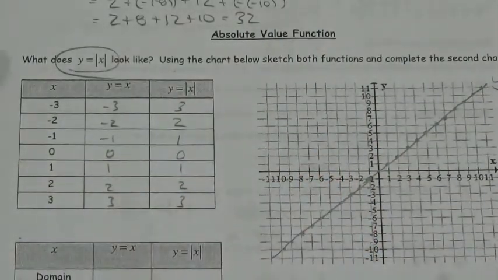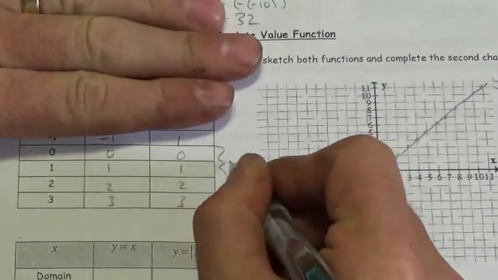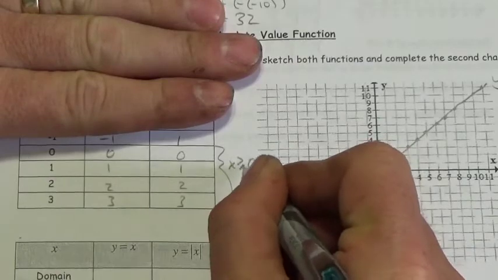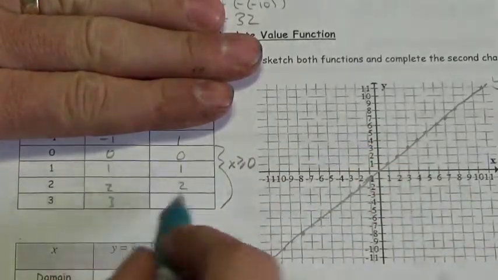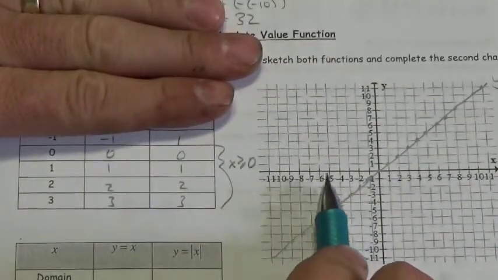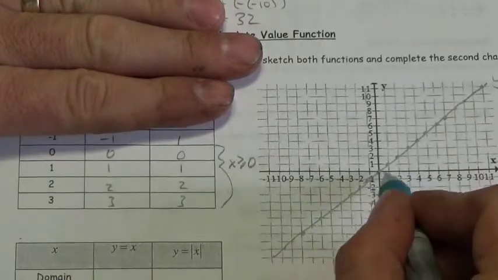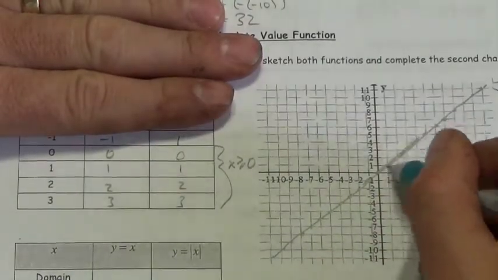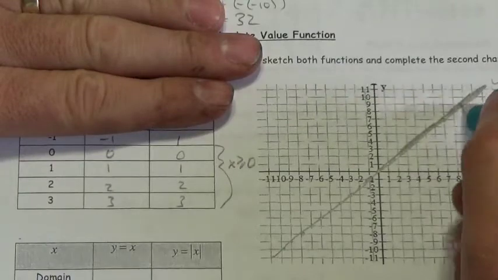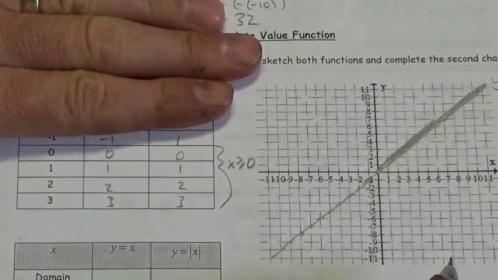Now what's interesting about this is that when x is greater than or equal to 0, the absolute value doesn't do anything. It's exactly the same. So let's just think about that. Here's 0. When x is greater than or equal to 0, for this portion of the graph right here, it's exactly the same as that line y equals x.